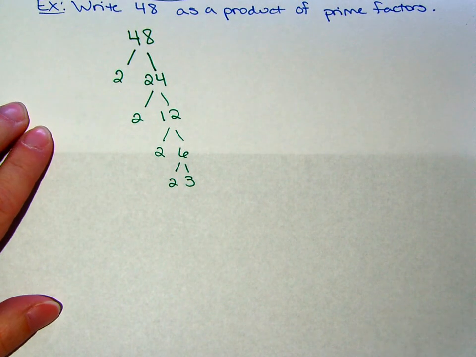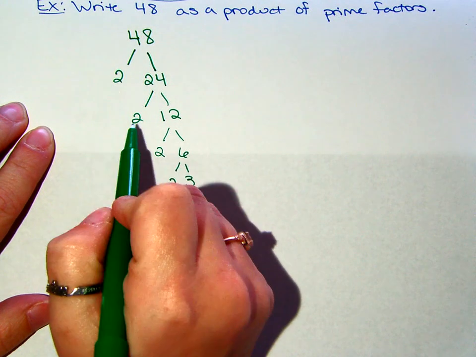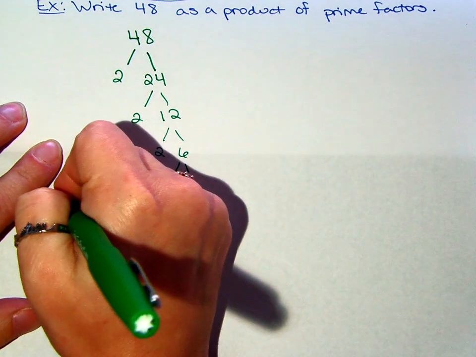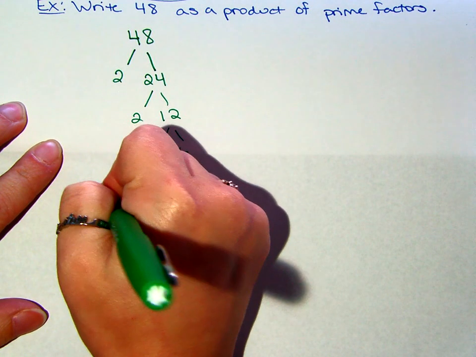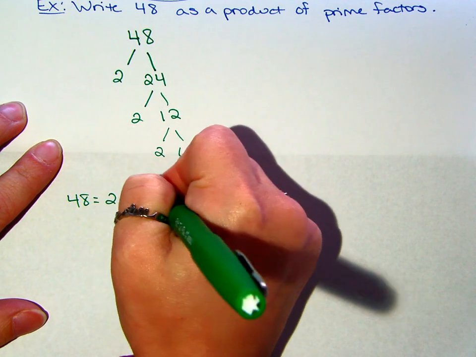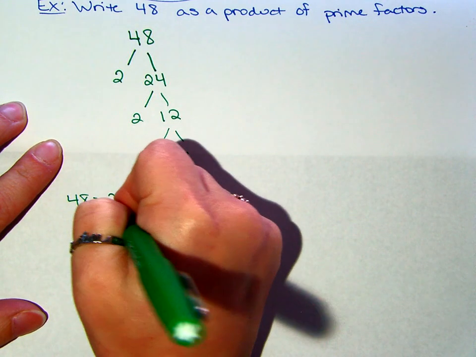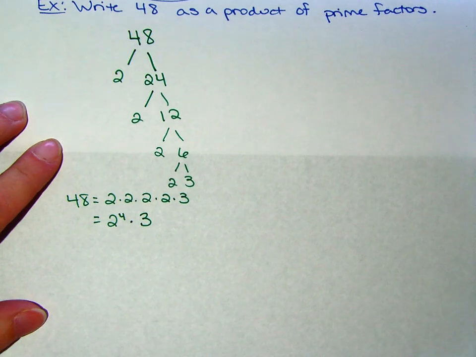So our branches stopped at 2, 2, 2, 2, and 3. So the prime factorization of 48 is 2 times 2 times 2 times 2 times 3. Or if we wanted to shorten that, it would be 2 to the 4th power times 3.